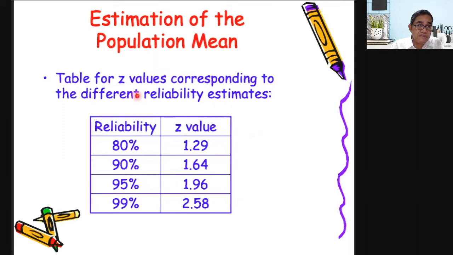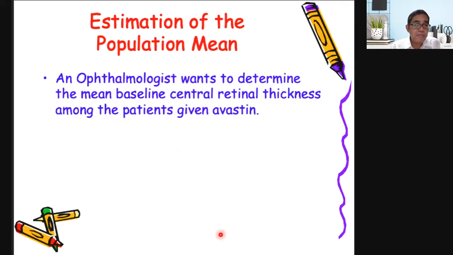Now, these are the different Z values for the different reliabilities. For 80% reliability, the Z value is 1.29. For 90%, 1.64, and so on and so forth down the line. Now, let's give an example.